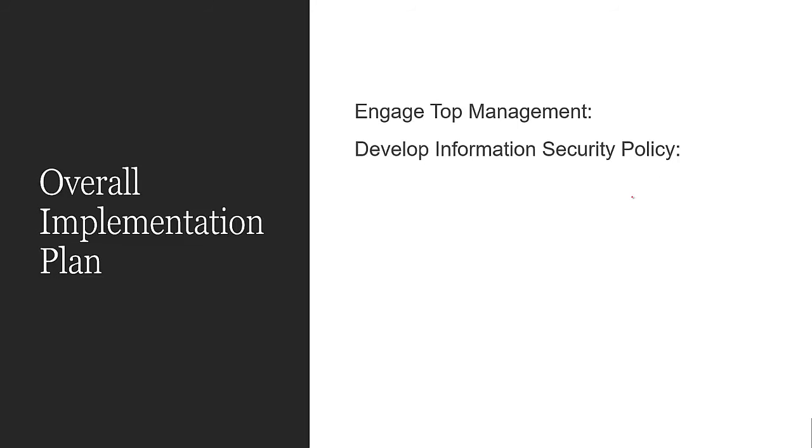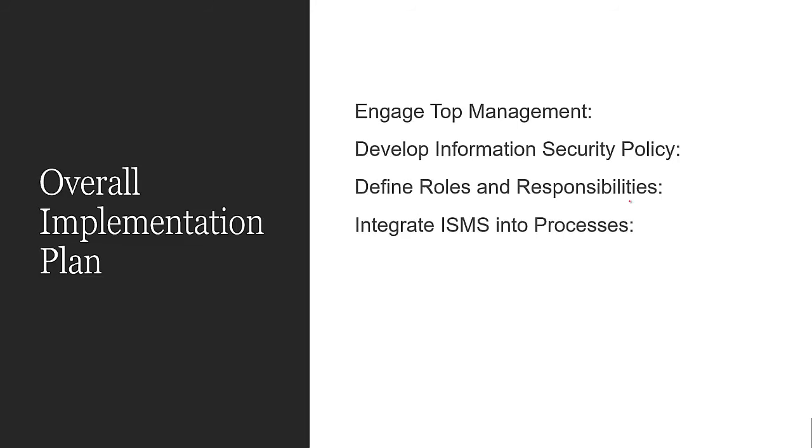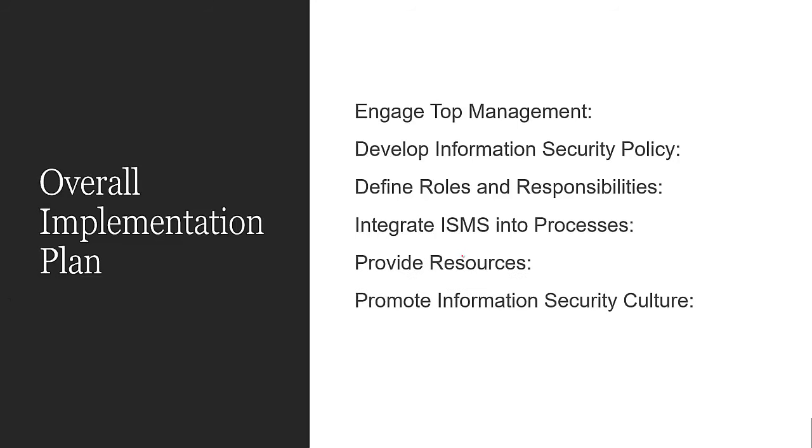You involve the stakeholder, get the policy approval from the management, then define the roles and responsibility. Assign the roles to qualified individuals and ensure roles are documented, and make sure it is integrated in the ISMS process. How? You can analyze the existing process and incorporate the ISMS requirement in that. Integrate the ISMS in the process, provide the resources, like develop and deliver the training program, what is the budget, what is the person, what is the technology, all those things required.